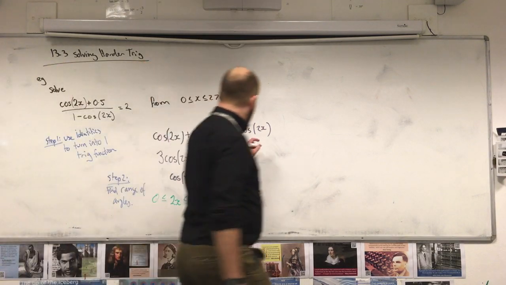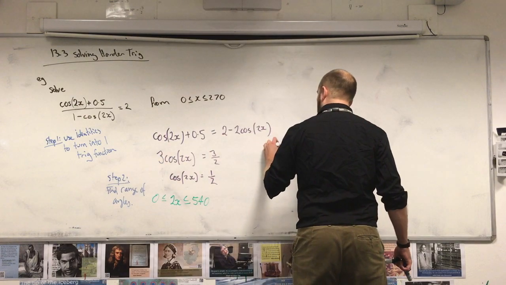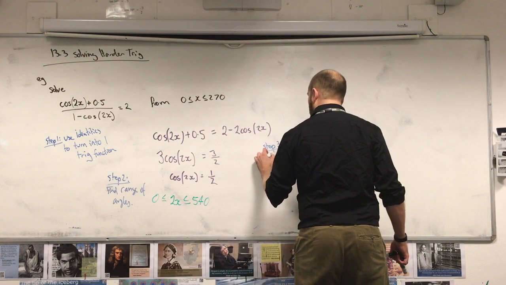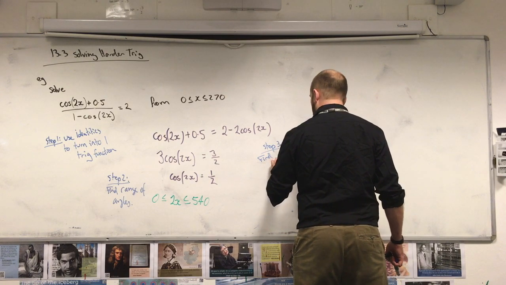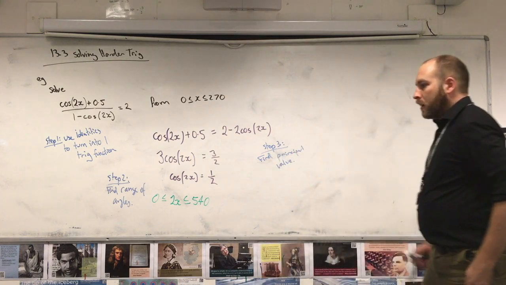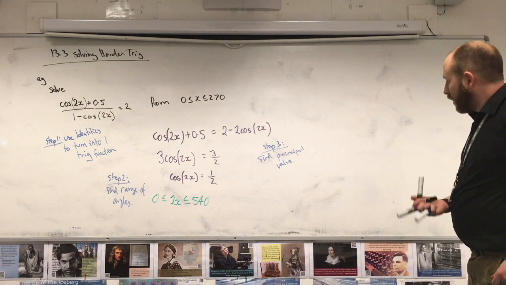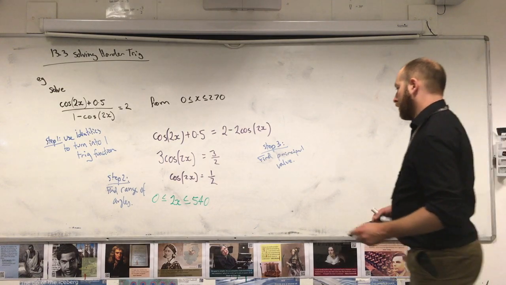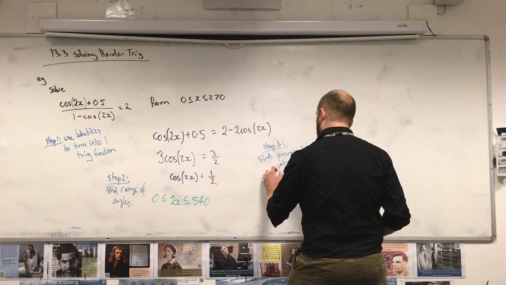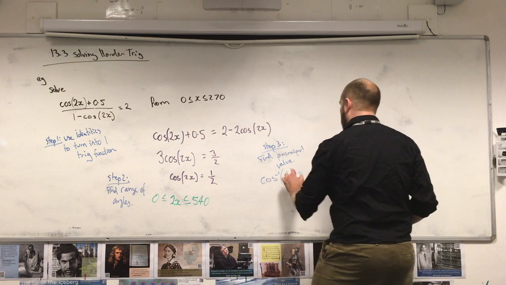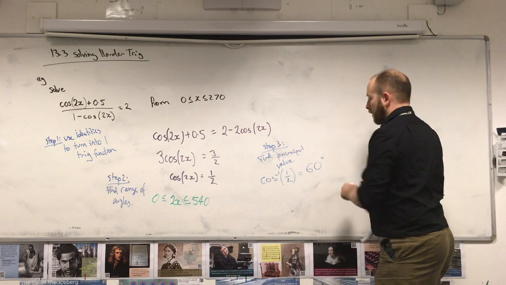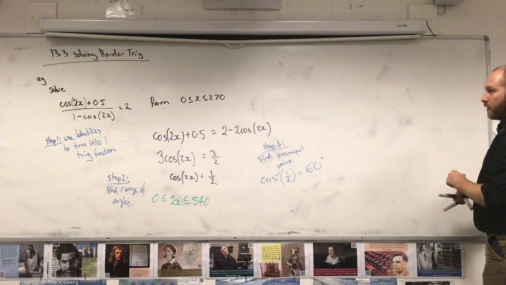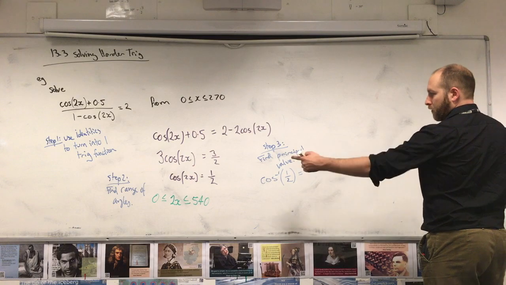And in step 3, find principal value. So you've got to find my principal value. In this case, we're going to do inverse cos of a half, which will give me 60 degrees. Now we're going to sketch and find all the equivalent trig to 60 degrees from 0 to 540.